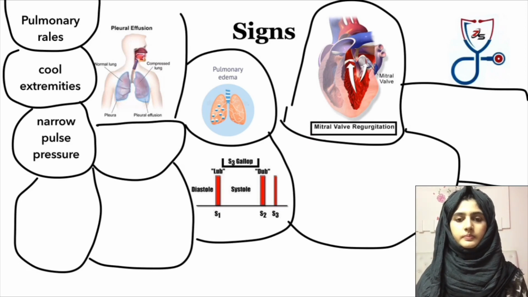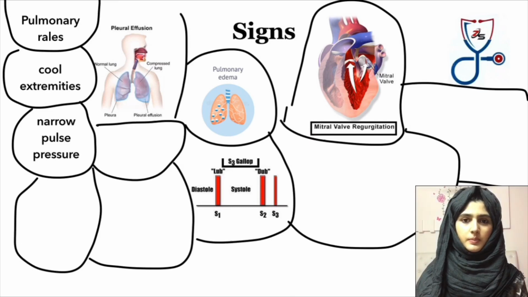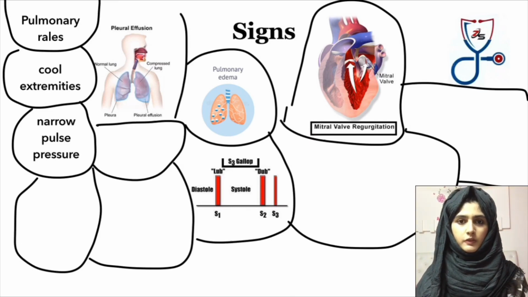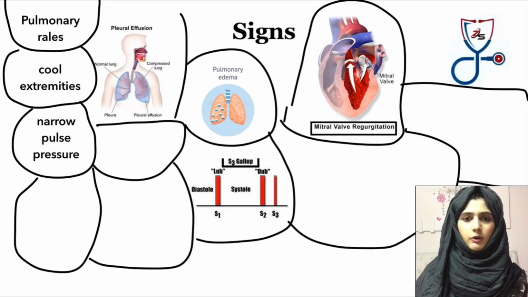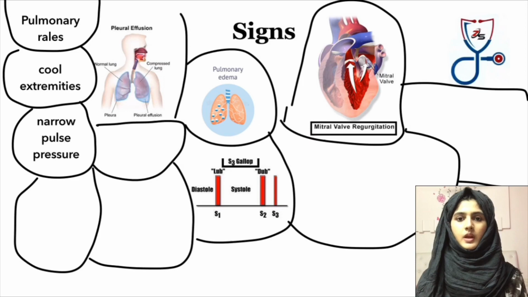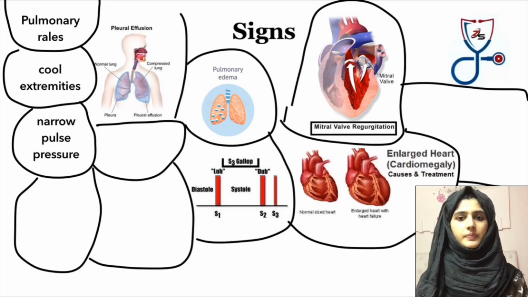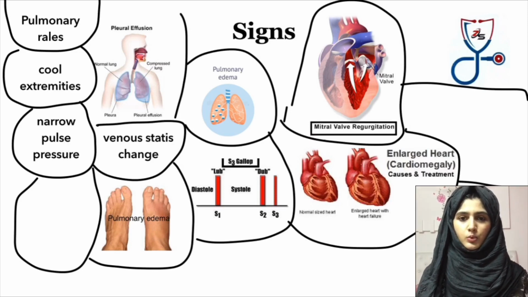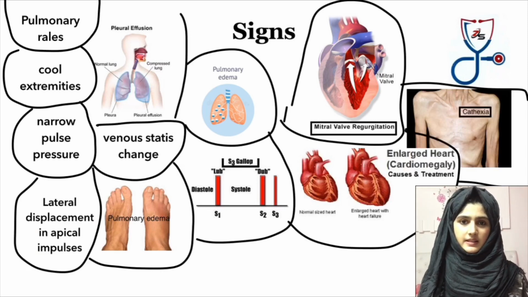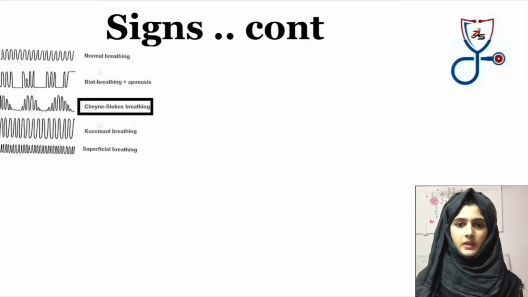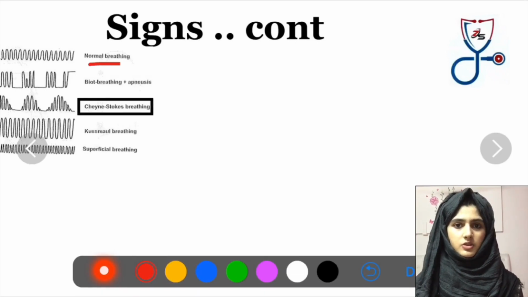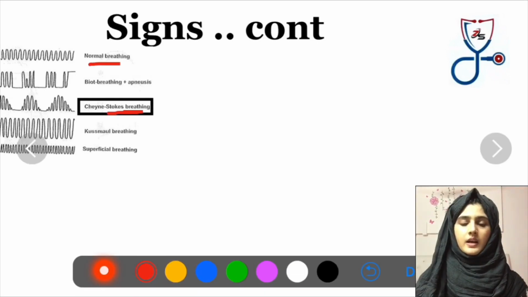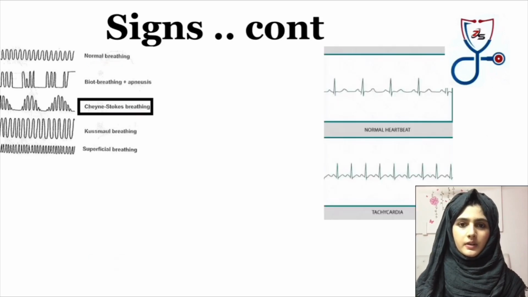Narrow pulse pressure. Pulse pressure is the difference between systolic blood pressure and diastolic blood pressure, which should be 40. It can be between 30 to 50, but if it is less than 30, then we call it narrow pulse pressure. Cardiomegaly is an enlarged heart. Peripheral edema is leg swelling. Venous status changes, that is, poor blood flow in the veins. Lateral displacement of apical impulse, cachexia. Cheyne-Stokes breathing. If this is normal breathing, then this is Cheyne-Stokes breathing. Tachycardia is an abnormally rapid heart rate.